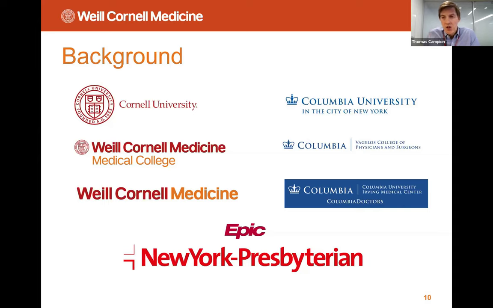This is a somewhat unusual organizational arrangement in which we have one hospital system with two competing physician organizations, two competing medical schools, and two competing research enterprises, all sharing one electronic health record system. This is really outstanding for patient care, but it can add some complexity for analytics and research in particular. We'll touch on some of that as we go along.